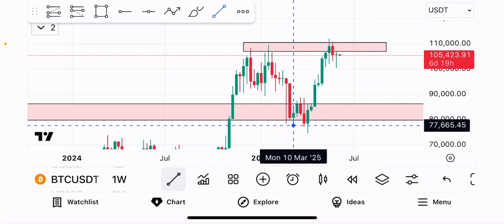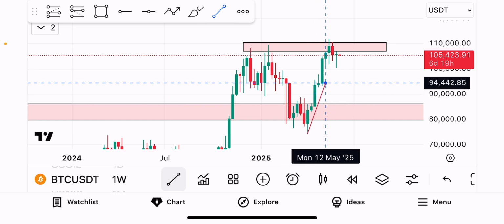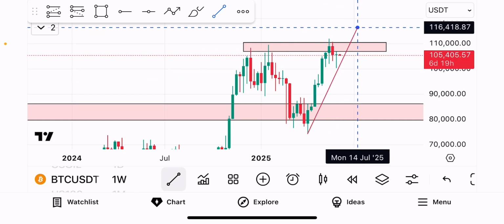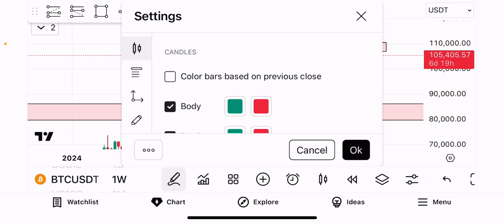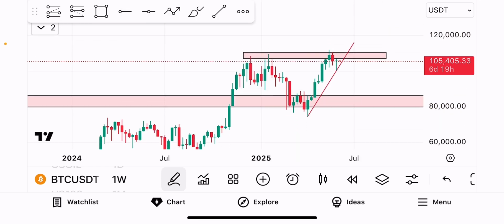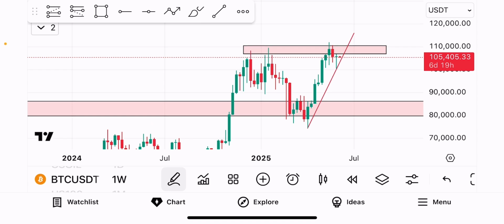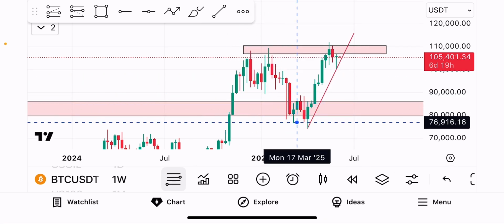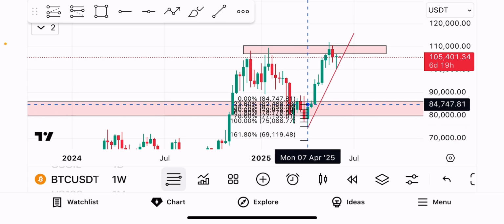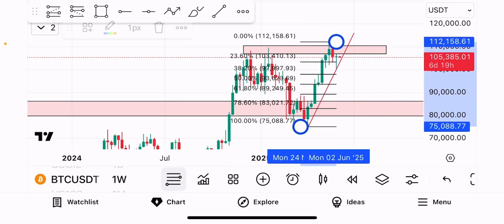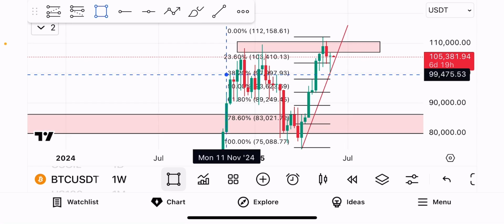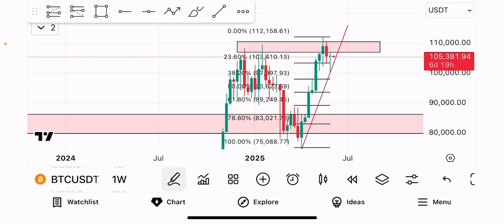Also, if we put our trend line starting from this lowest point to this previous week's strong rejection, we can see that we are still inclined to the upside. And then if we also measure the impulsive move with our Fibonacci retracement tool, placing it from the lowest point to the highest point, we can see that the 23.6% Fibo retracement level is currently being rejected.